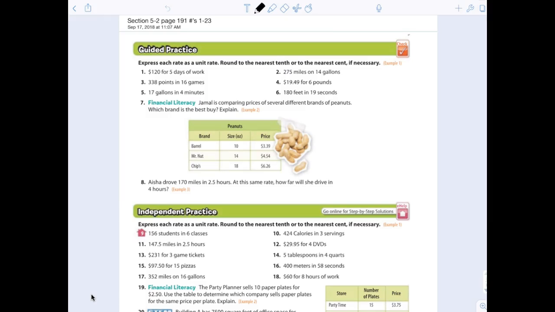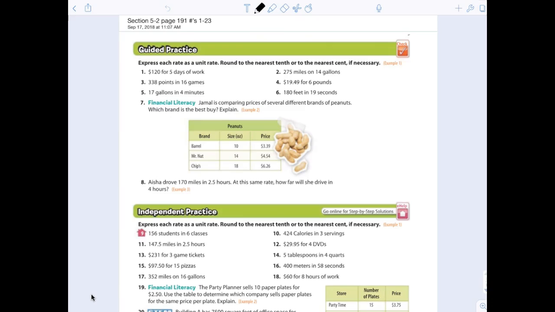Now, for today, we're going to learn what a unit rate is. So remember, we did this last year too. Unit rate, remember what unit stands for? Unit just means how much for what? One.